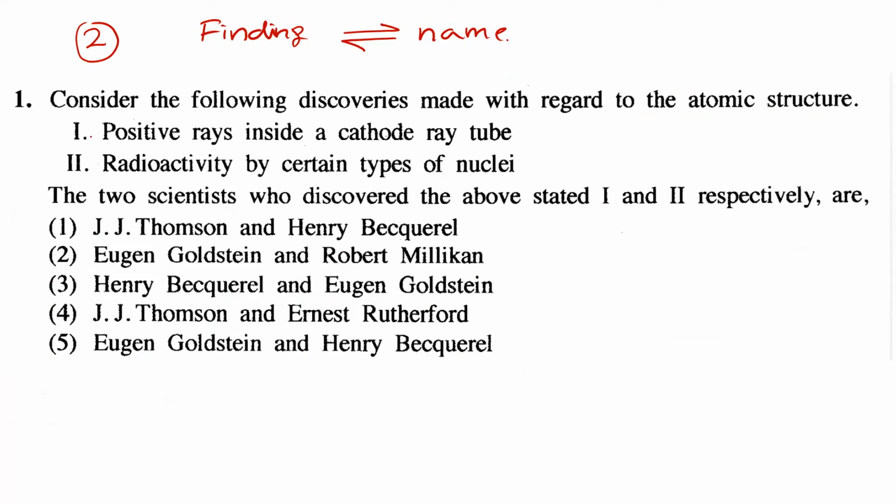It says, consider the following discoveries made with regard to the atomic structure. Positive rays inside a cathode ray tube. The second statement is the radioactivity by certain types of nuclei. I stressed it several times: the radioactivity is by Becquerel. And who did the positive rays experiment? It was done by Goldstein.